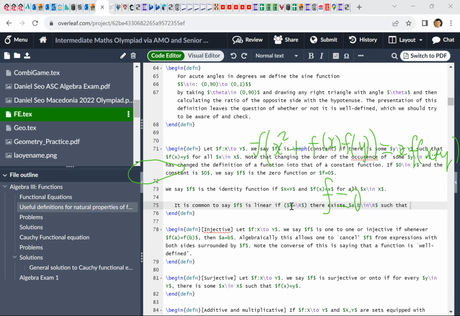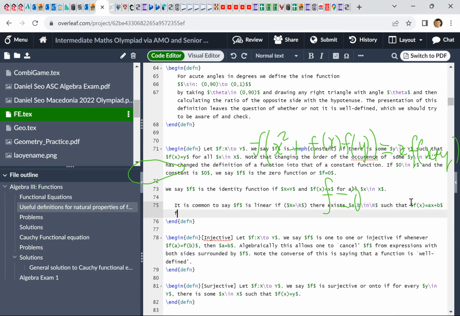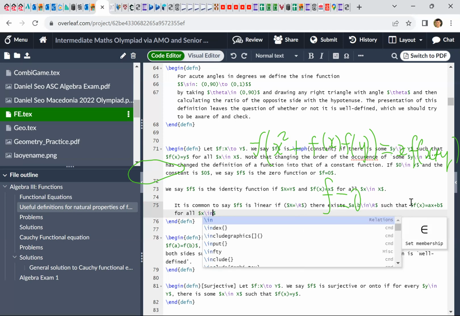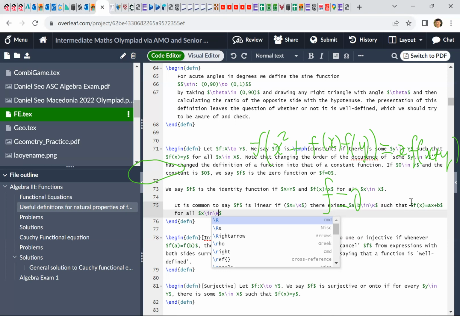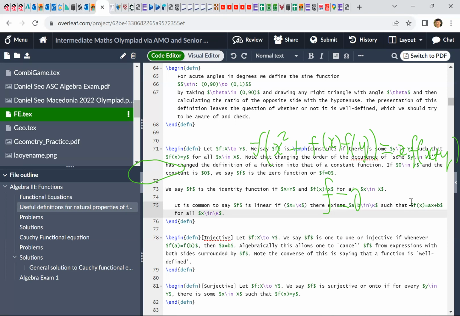Okay, so it's common that if f is linear, there exists a and b such that, well, you never even finished off your definition, by the way, f of x equals ax plus b for all x. Okay. The word linear changes meaning when you do linear algebra.